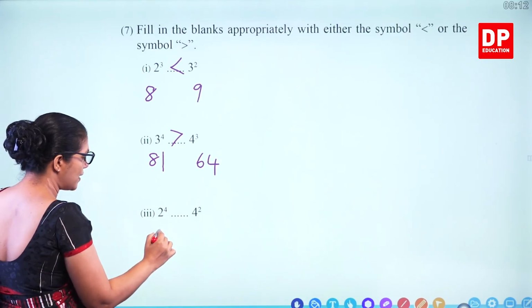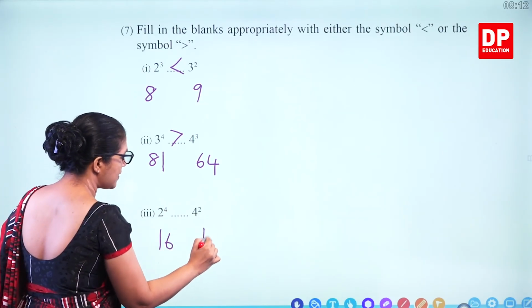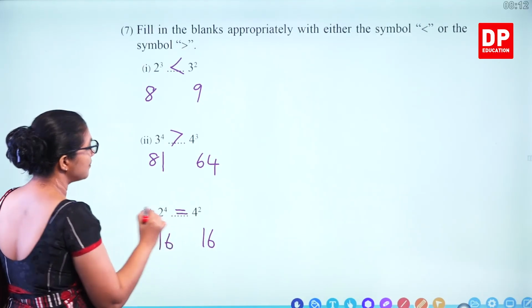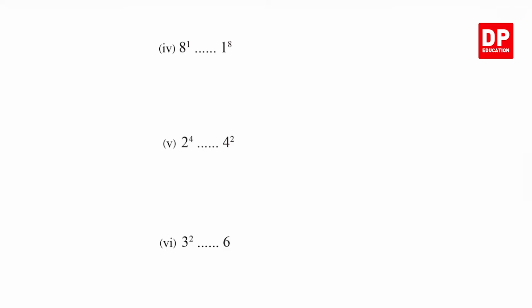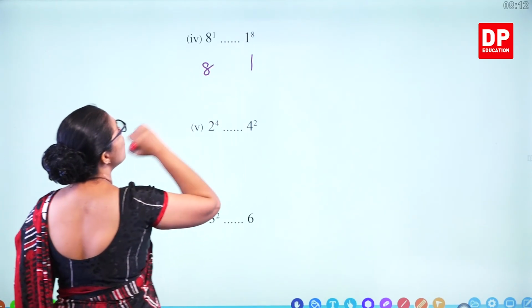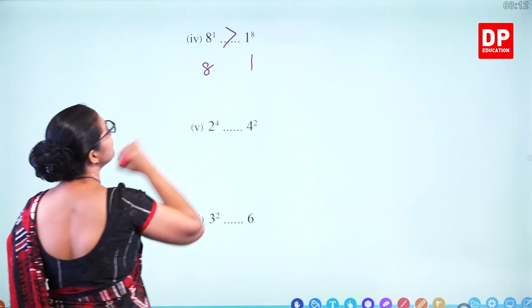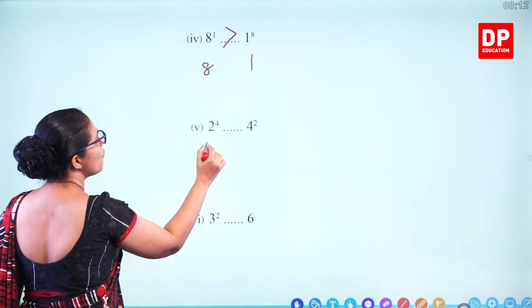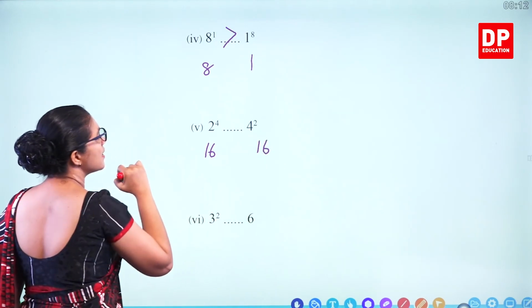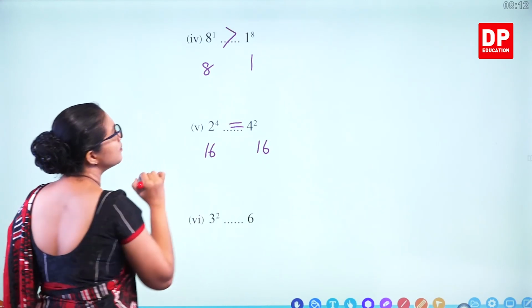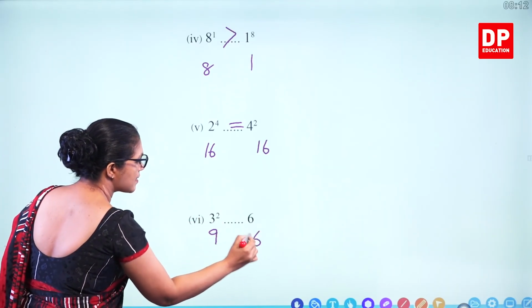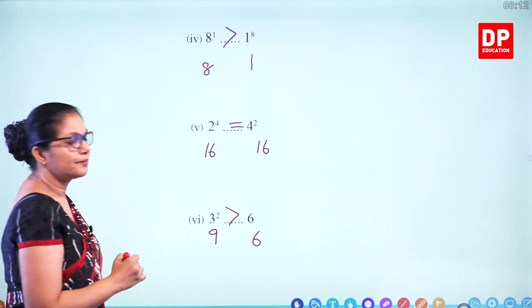2 to the power of 4 is 16. 4 squared is 16. So you can put equal sign. 8 to the power of 1, 8. 1 to the power of 8, 1. So 8 is bigger. 3 squared is 9. 6. This one is bigger. Greater.